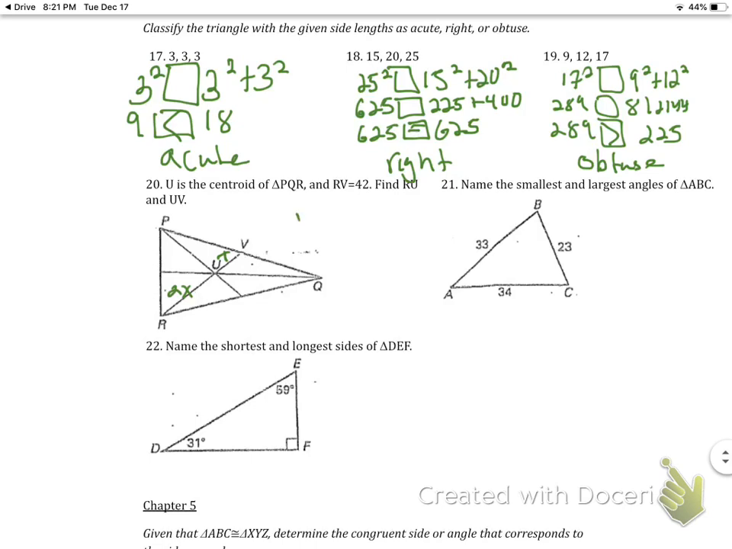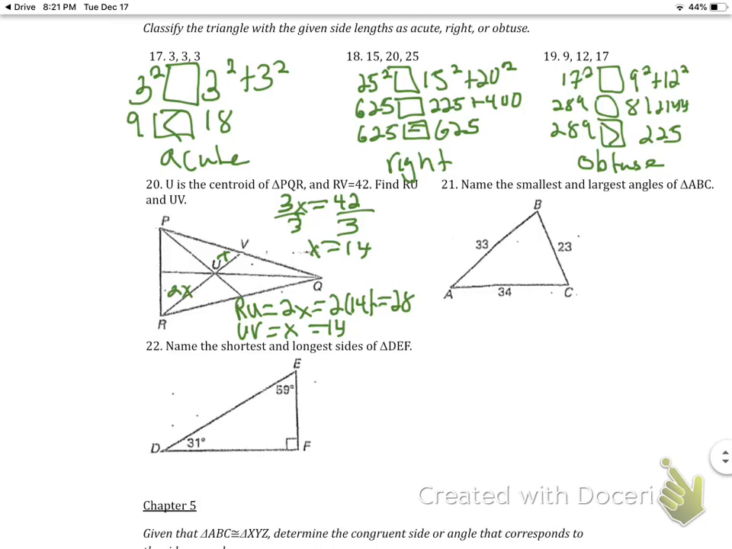So we have 3x equaling 42. Divide by 3, x equals 14. We have 2x to be your length of RU, which is 2 times 14, which is 28. Down here we have UV, which is just x, which is just 14.